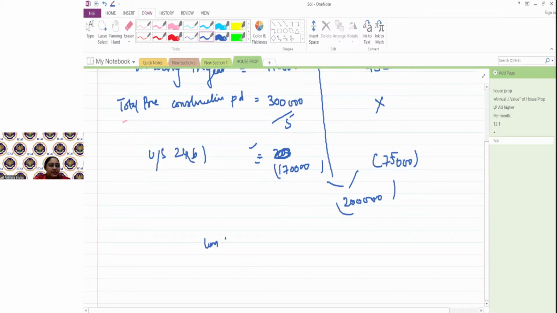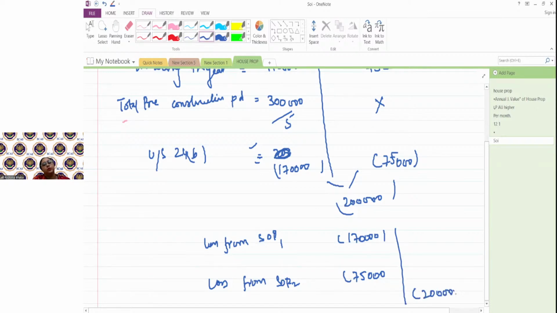You would write it as loss from house property or self-occupied property 1, 170. Loss from self-occupied property 2, 75. But the total loss allowed would be 2 lakh, because 2 lakh is the maximum limit for both self-occupied properties to claim as interest deduction.